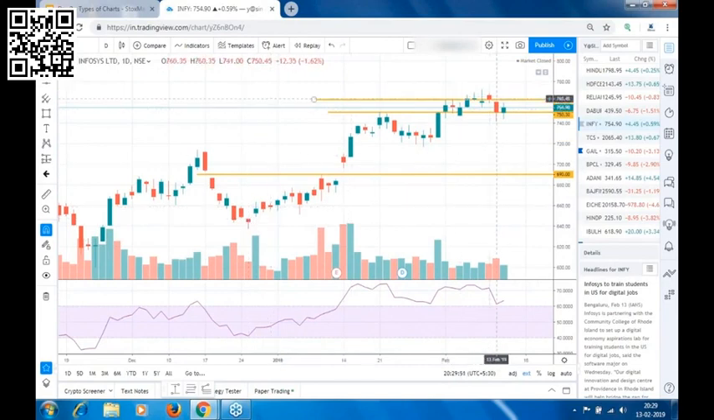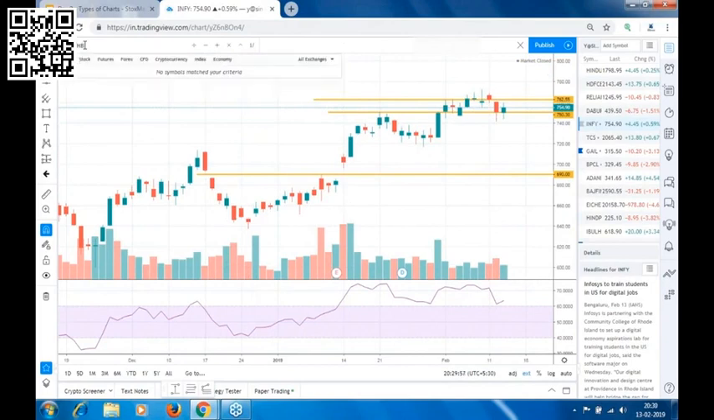Can you show Sun Pharma candle? Yes, I'll show you Sun Pharma. Anil, today you traded in Sun Pharma. How was your trade in Sun Pharma today?